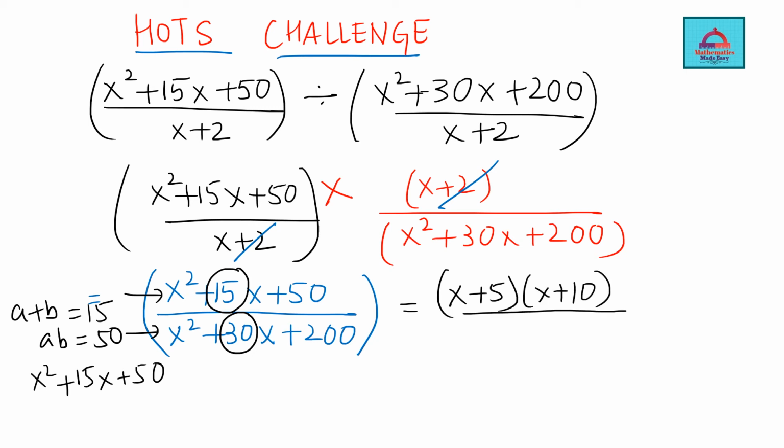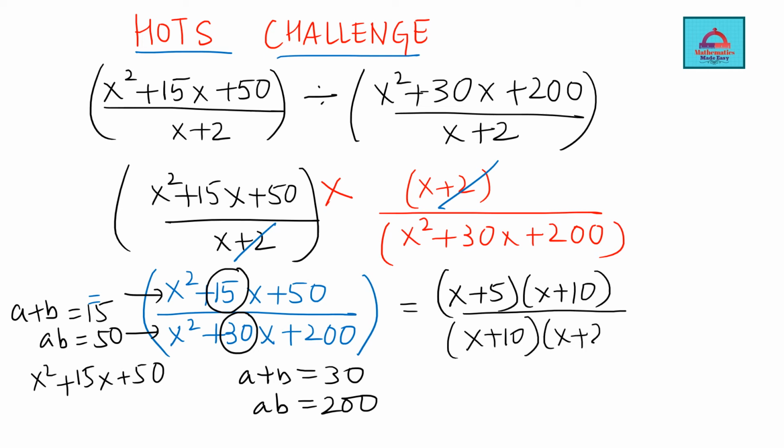Now let's look at the denominator. You need two numbers which when added give you 30 and which when multiplied give you 200. That means you're looking at the factors of 200. So what can be those two numbers? Again, it's an easy one, x plus 10 and x plus 20, because 10 multiplied with 20 is 200 and 10 added to 20 is 30. Now pretty easy, one term is cancelling, so the final simplification would be x plus 5 in the numerator and x plus 20 in the denominator. So that's your final answer.